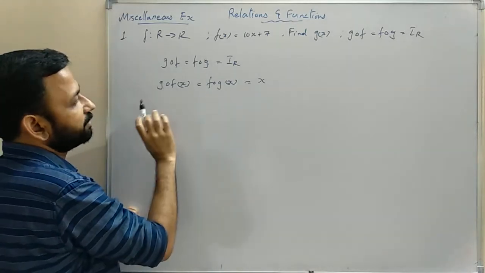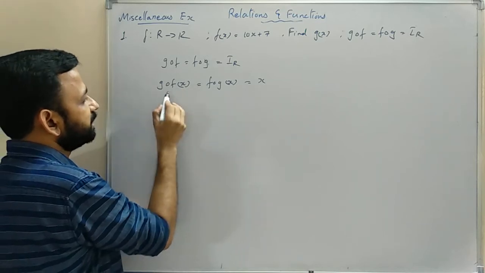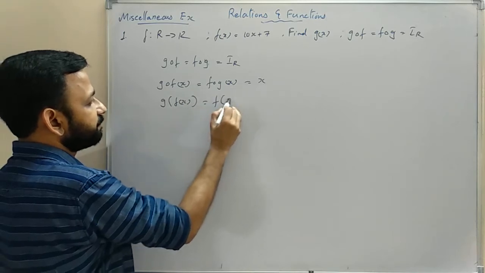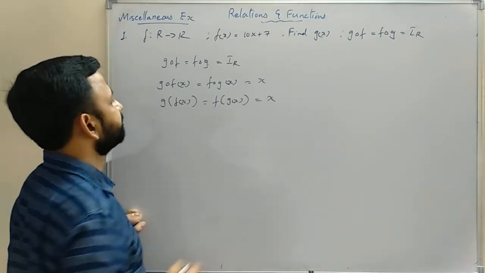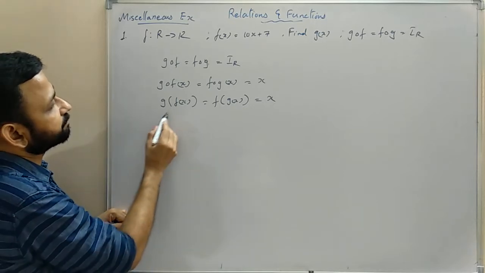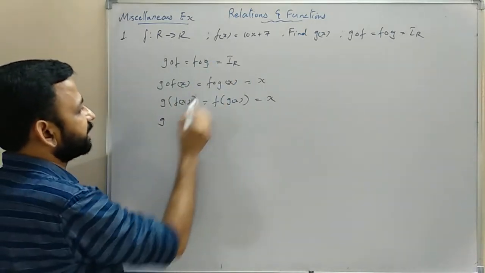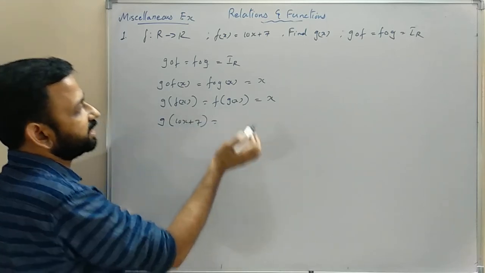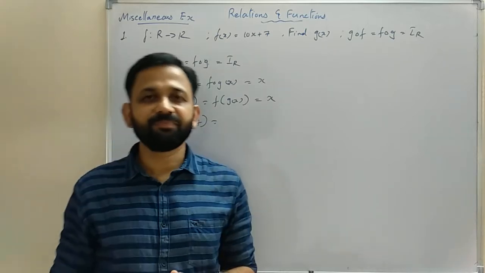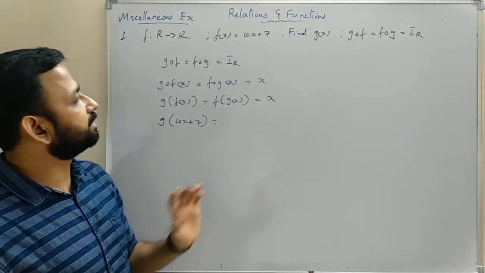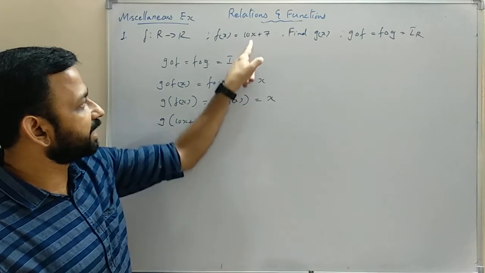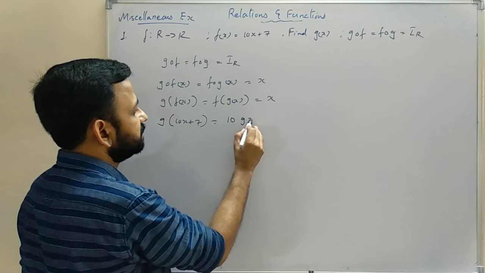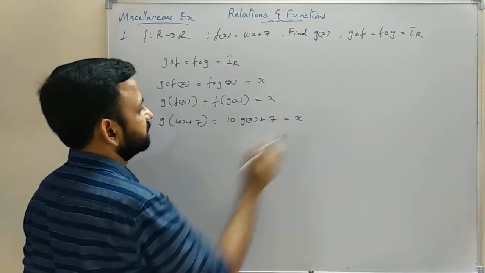By the definition of composition of functions, g composition f of x, that is g of f of x, is equal to f of g of x, equal to x. Then g of f of x we can replace by 10x plus 7, equal to f of g(x). f(x) is equal to 10x plus 7. Therefore in f of g(x) we can replace x by g(x). So f of g(x) is equal to 10 into g(x) plus 7, equal to x.